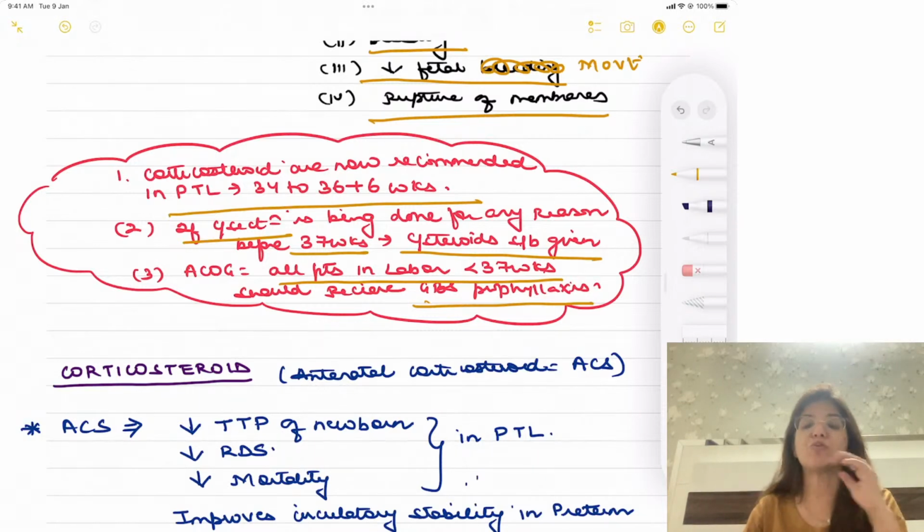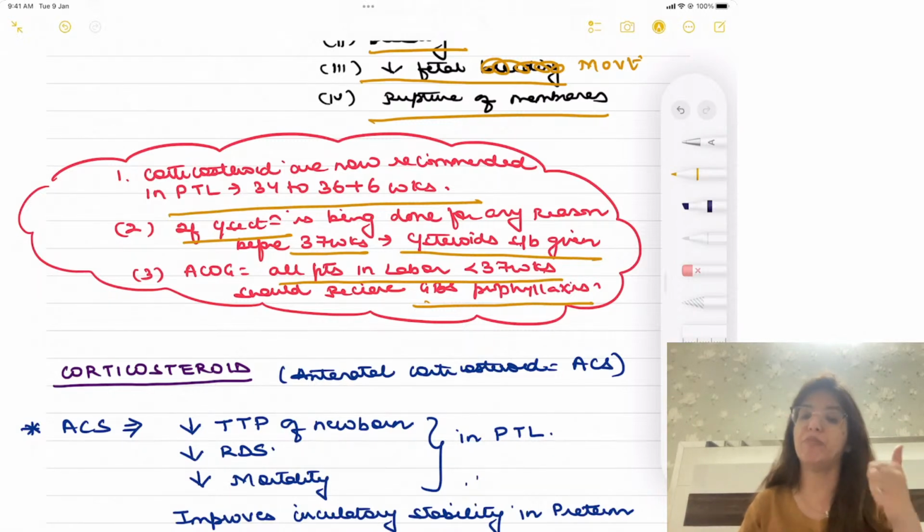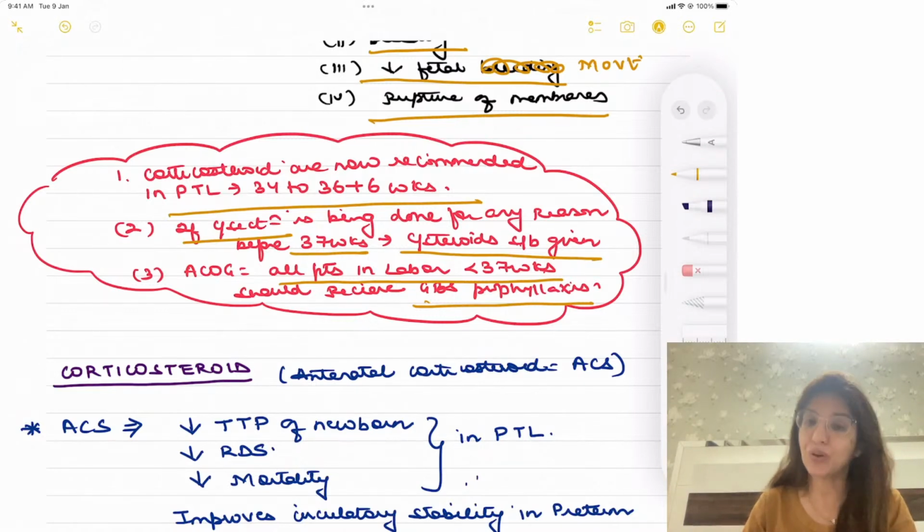So these are three things which you have to remember in terms of the new guidelines. Number one, corticosteroid should be given to all patients who are coming to you with preterm labor between 34 weeks to 36 weeks plus 6 days. Number two, if due to any reason you are doing cesarean section at less than 37 weeks, then definitely you have to give corticosteroids. And number three, in all patients of preterm labor, you have to give GBS prophylaxis. Right? So, have I made myself clear?